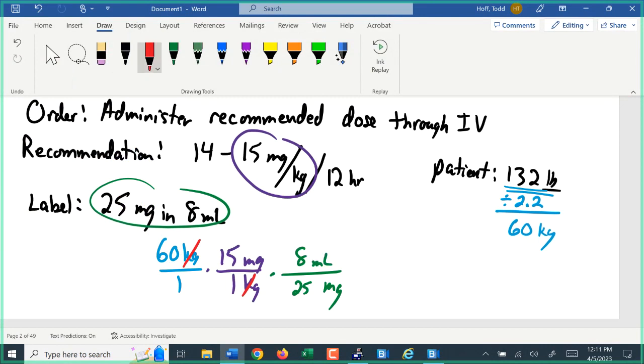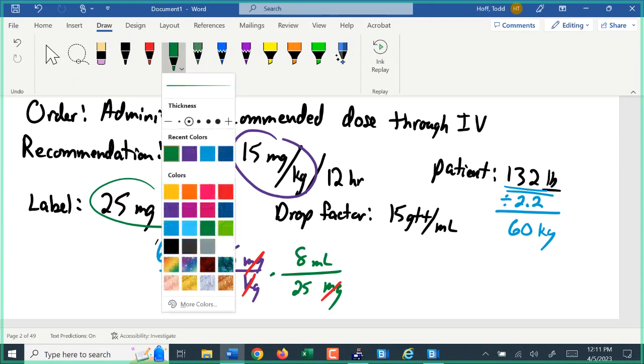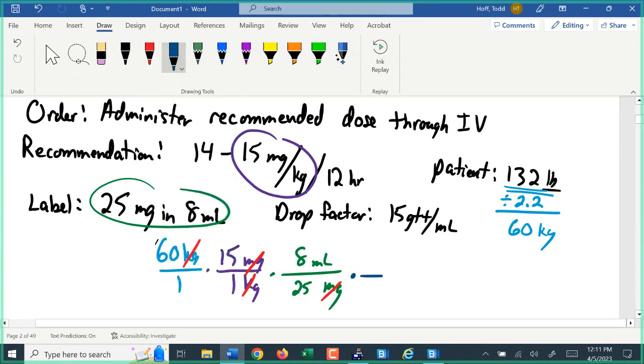Now, normally this is where we would end, but we want this through an IV. So we need more information to get this set for an IV. One of the pieces of information we would need would be a drop factor. So for this medication, the drop factor on the bag, again on the label, is 15 drops per milliliter. So let's continue our calculation to figure out how many drops of medication this would be.